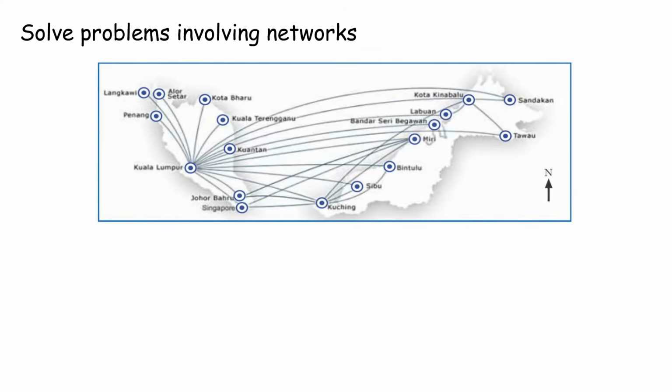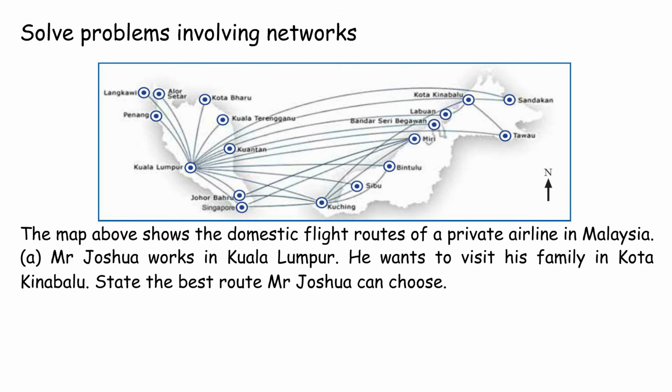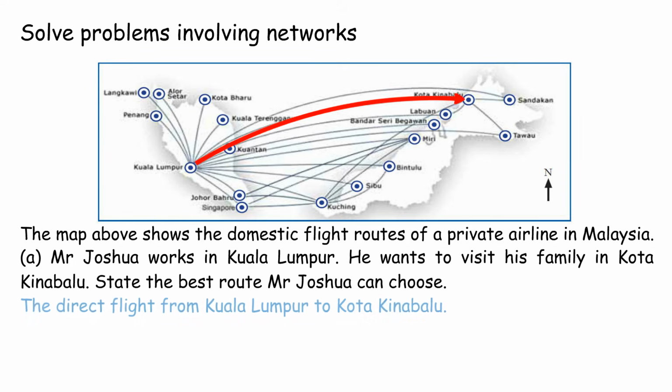Solve problems involving networks. Example: the map above shows the domestic flight routes of a private airline in Malaysia. A. Mr. Joshua works in Kuala Lumpur. He wants to visit his family in Kota Kinabalu. State the best route Mr. Joshua can choose. The direct flight from Kuala Lumpur to Kota Kinabalu.